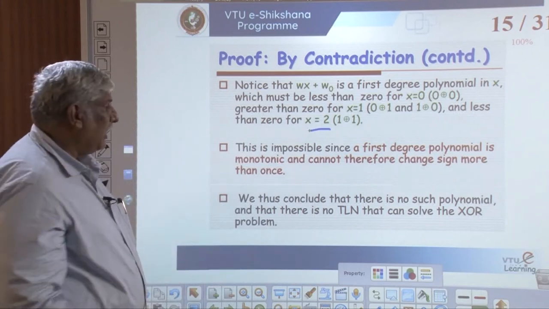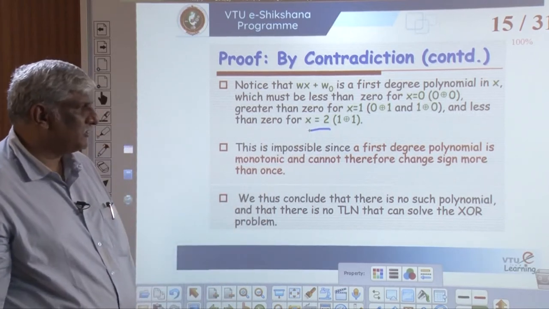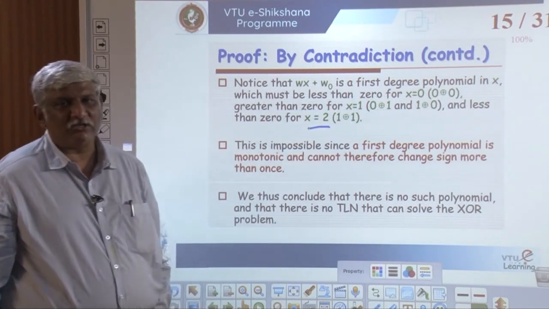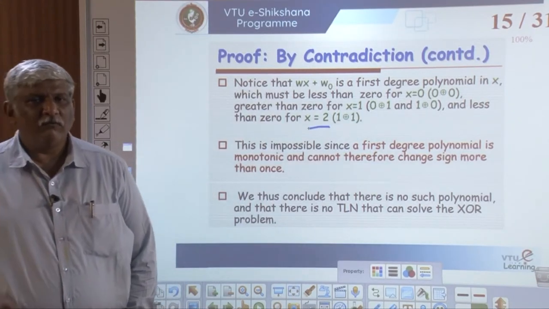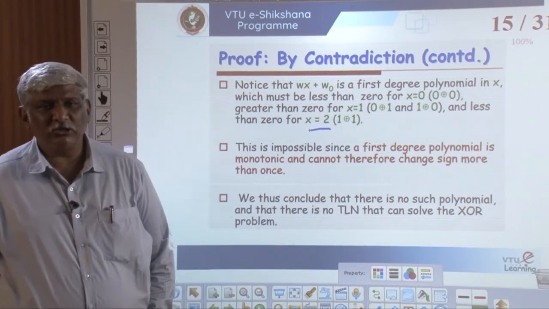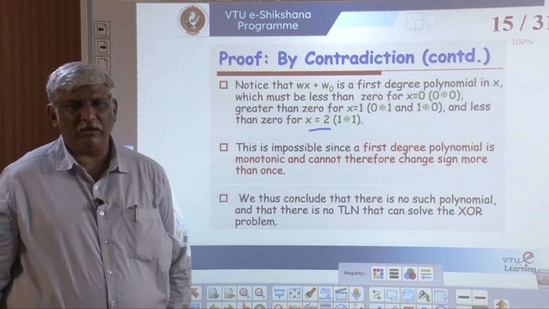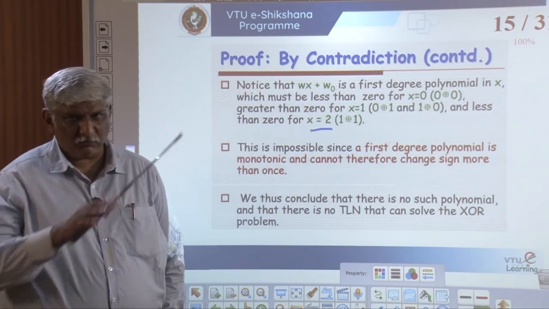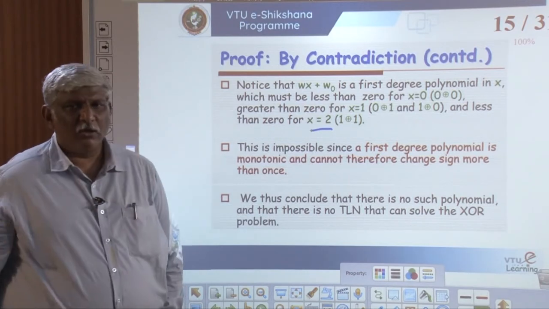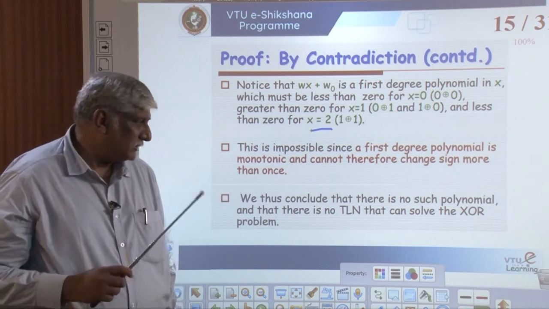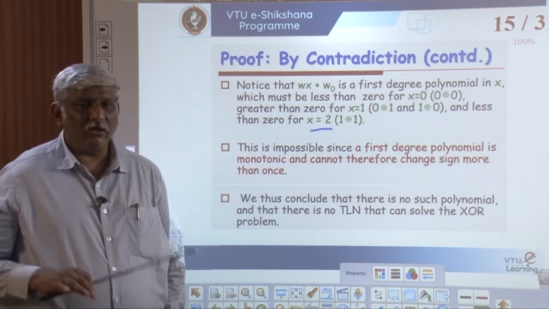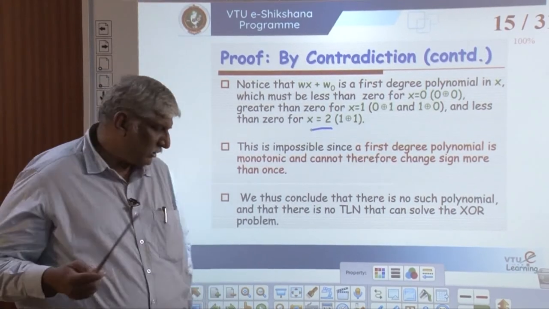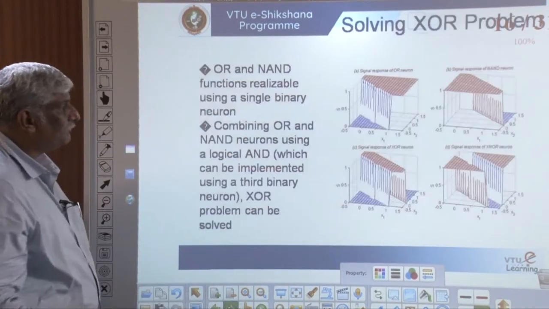That is the problem. This is impossible since a first degree polynomial is monotonic and cannot therefore change sign more than once. So, we conclude that there is no such polynomial and there is no TLN that can solve the XOR problem. So, a simple neural network with this setup, a threshold logic network, TLN stands for threshold logic network, cannot solve the XOR problem. But what are all the other possible ways we can solve this? Of course, we are going to see them.